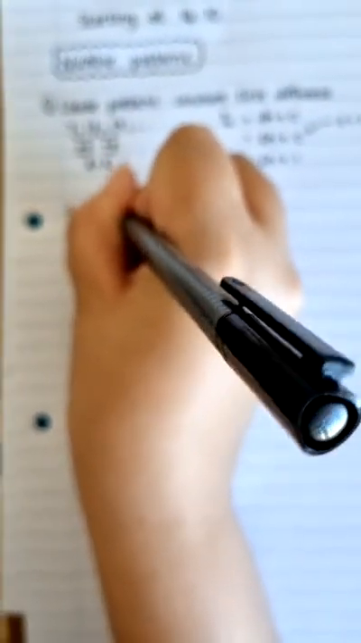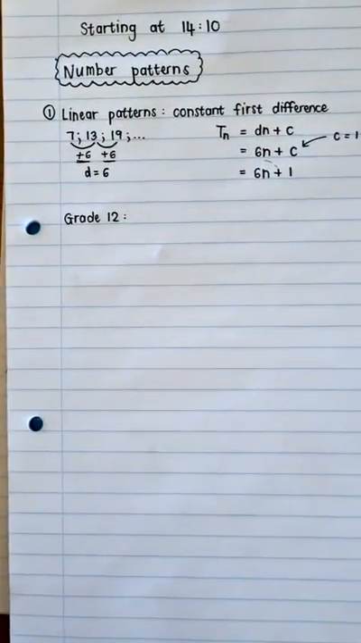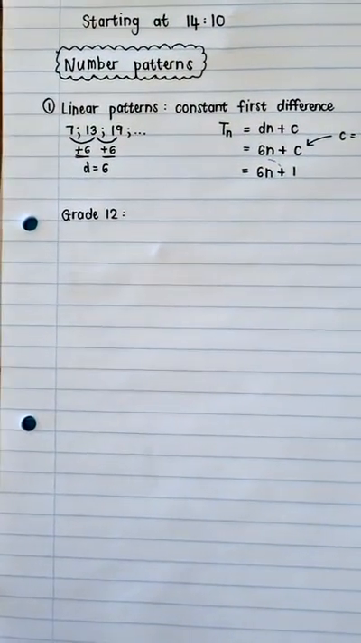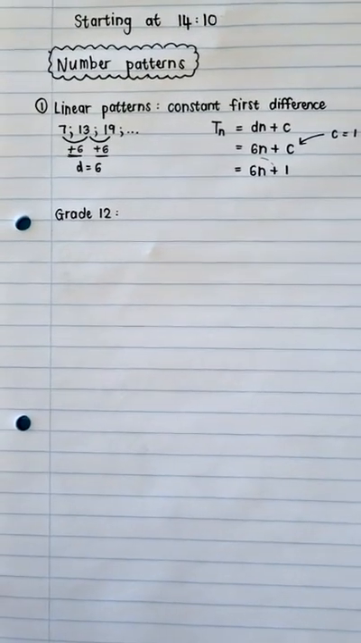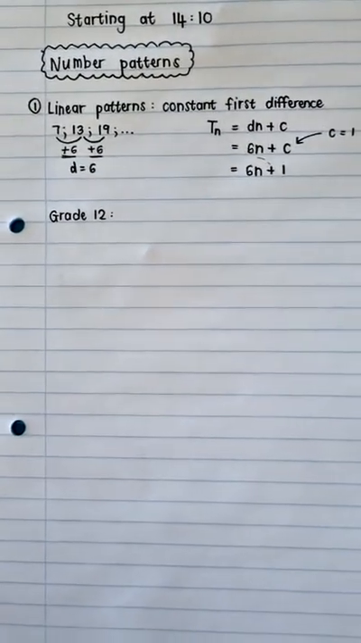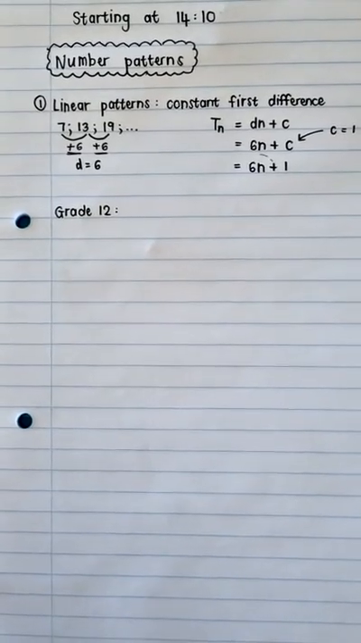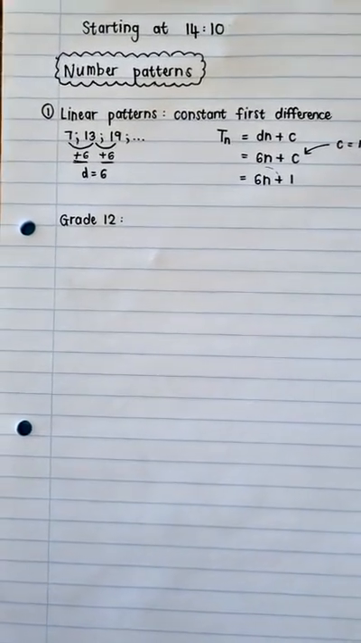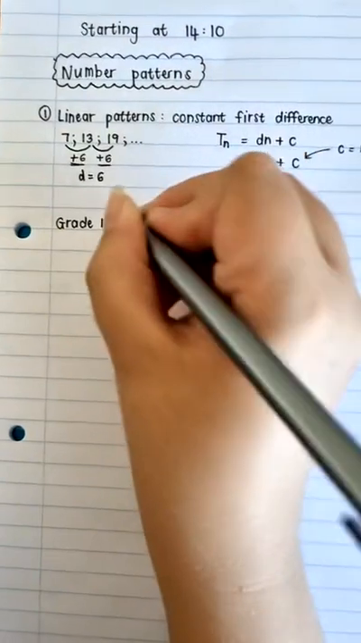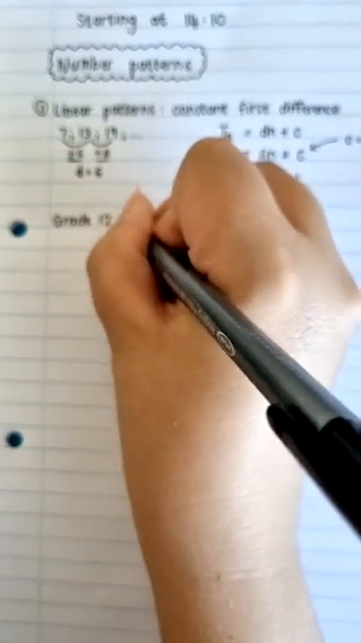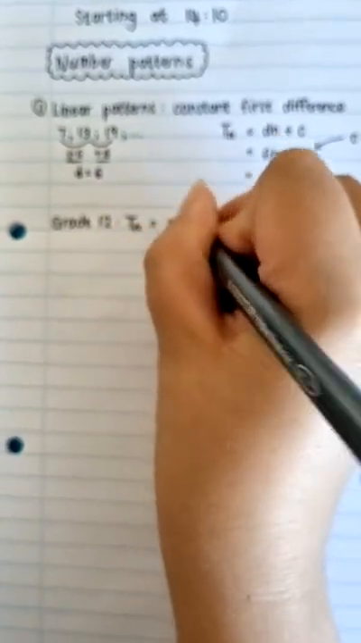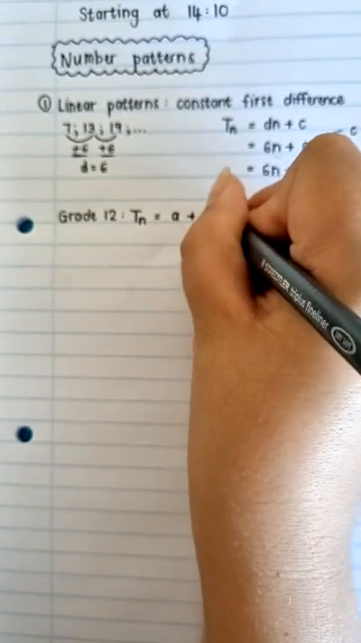Now in grade 12, we teach you a new formula. And it is a bit silly for me. I don't quite understand why they want you to do one formula in grade 11 and then a different formula in grade 12. So I often actually teach my grade 11s the grade 12 formula right from the start. So this is the formula that is going to appear on your formula sheet.